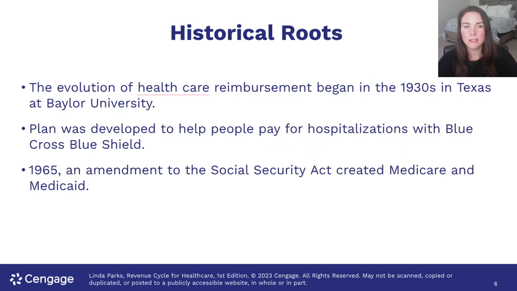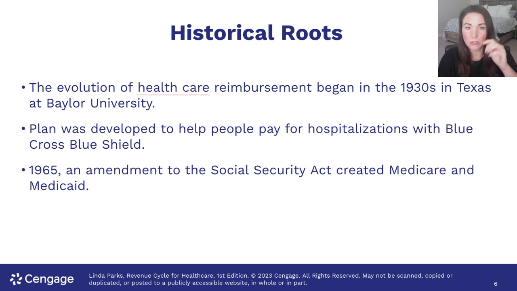So before the 1930s, people had to pay out of pocket for their health care on a fee-for-service basis. So when they're receiving care, a hospital administrator at Baylor University noticed that the average person couldn't afford to pay their medical bills, and it was becoming a problem. So they partnered with a group called Blue Cross Blue Shield. I actually think it was named something slightly different at the time, but to work together to create a plan to help people pay these bills.